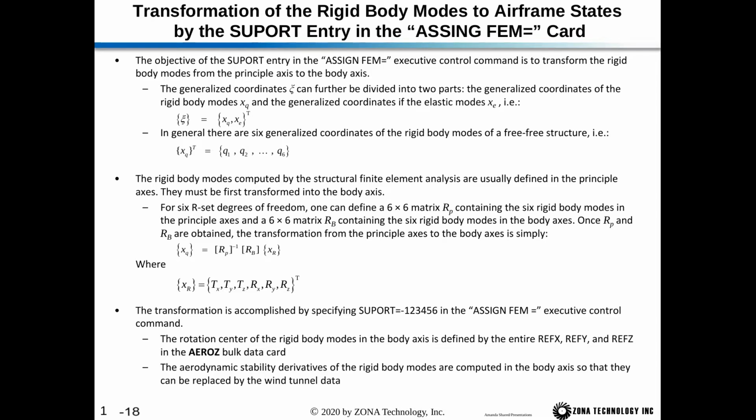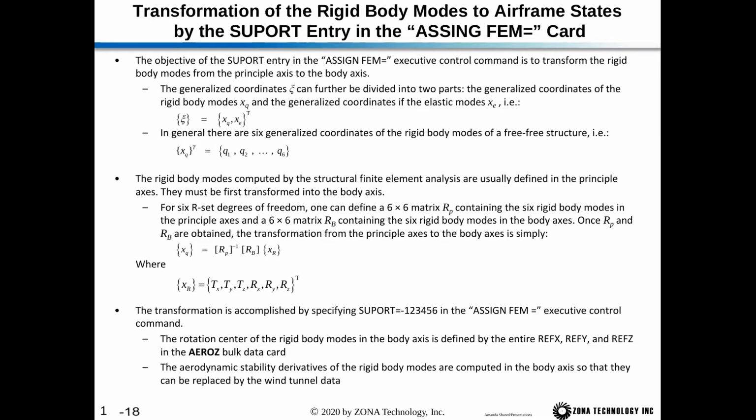For 6 R-set degrees of freedom, one can define a 6x6 matrix RP containing the 6 rigid body modes in the principal axes, and a 6x6 matrix RB containing the 6 rigid body modes in the body axes. Now, once RP and RB are obtained, the transformation from the principal axes to the body axes is just xq equals RP inverse times RB times XR, where XR is TX, TY, TZ, and RX, RY, and RZ.